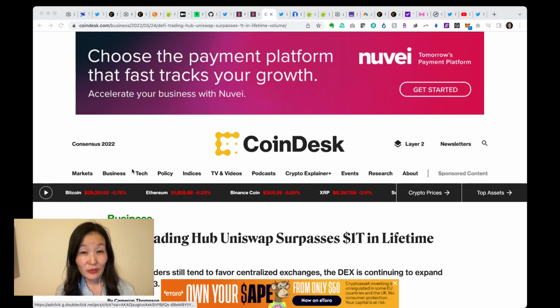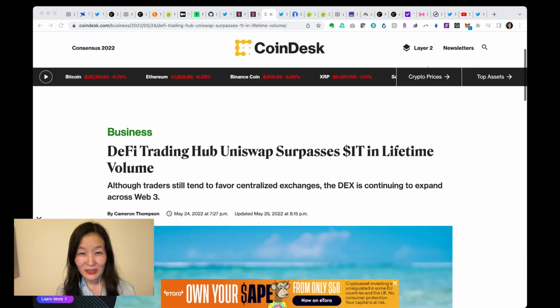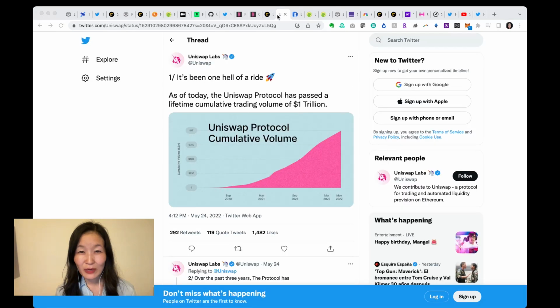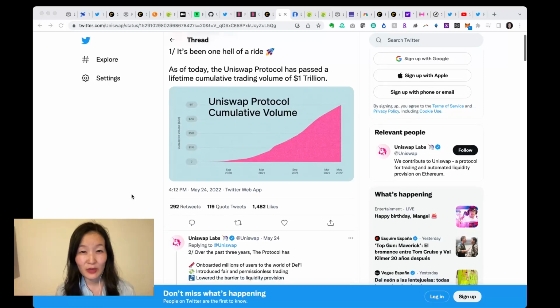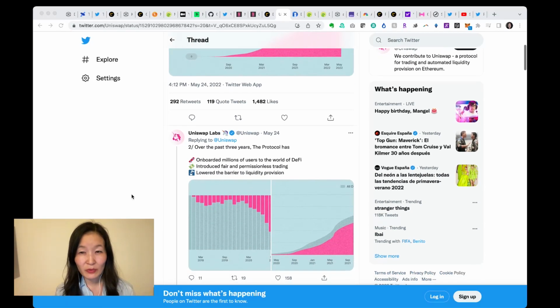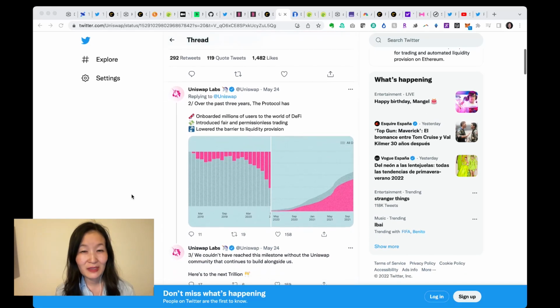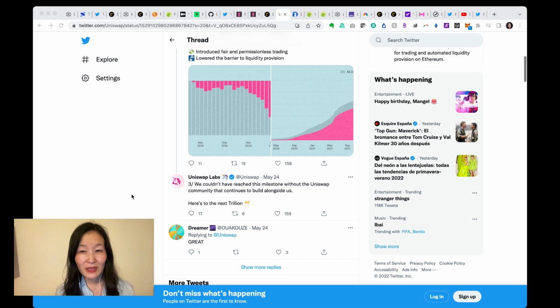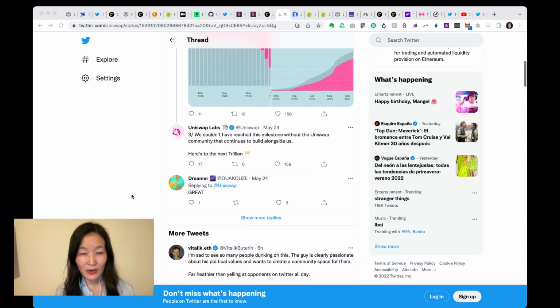Uniswap reaches $1 trillion in lifetime volume. Uniswap hit a significant milestone this Tuesday. The decentralized exchange, or DEX, passed $1 trillion in cumulative trading volume over its lifetime, as announced on Twitter. Uniswap was initially built on Ethereum, but has since been deployed in layer 2s and sidechains such as Optimism, Arbitrum, and Polygon, with plans of expanding to Gnosis Chain and Moonbeam Network.